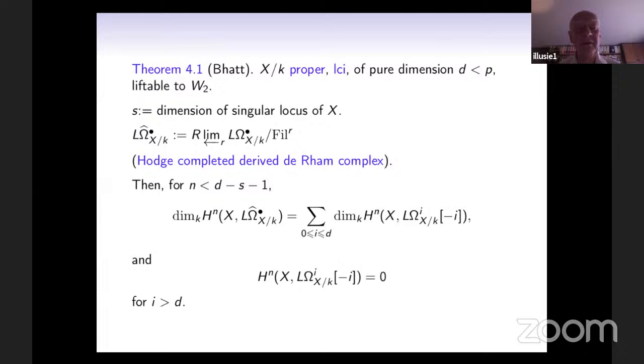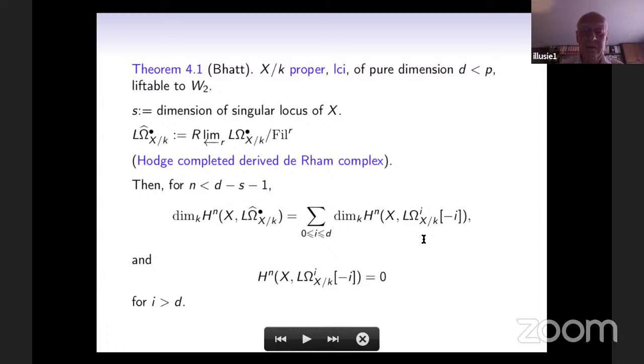Then for n sufficiently small, smaller than d minus s minus 1, where s is the dimension of the singular locus, you get some kind of partial degeneration. So the dimension of the de Rham cohomology is the dimension of the Hodge cohomology. This is the formula here. On the right-hand side, you have i at most d, but for i greater than d, the H^n which appears is zero.